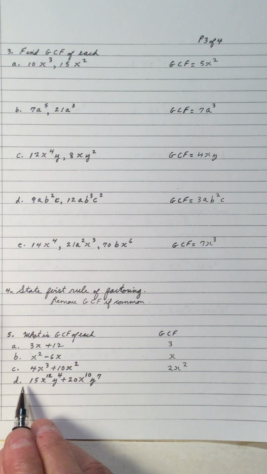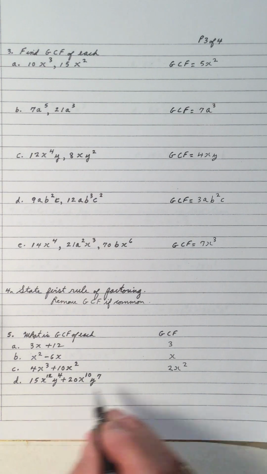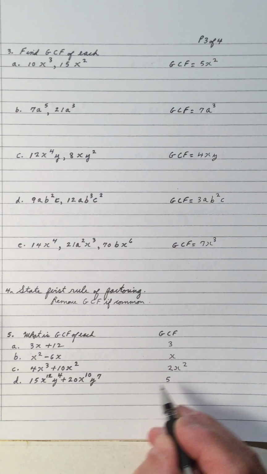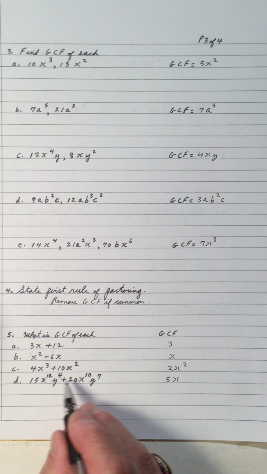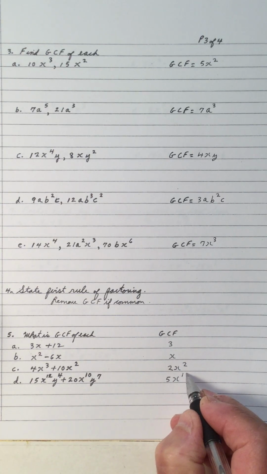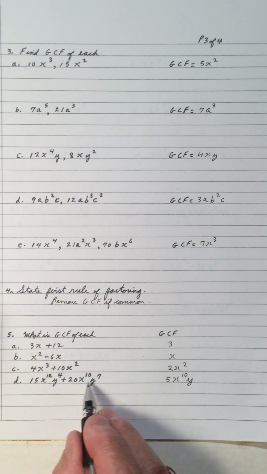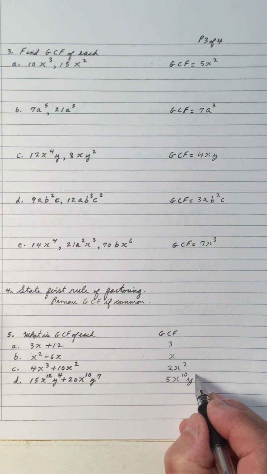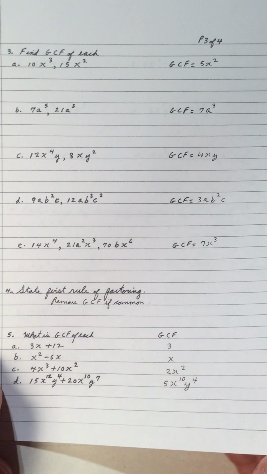And in D, I see a 15 and a 20, and I see a 5. 5 is a GCF. I got an x in every term, so I take out the smallest power, which is 12 and 10. 10 is the smallest. We have a y in each term, so we take out the smallest power, which is 4. So 5, x to the 10, y to the 4.